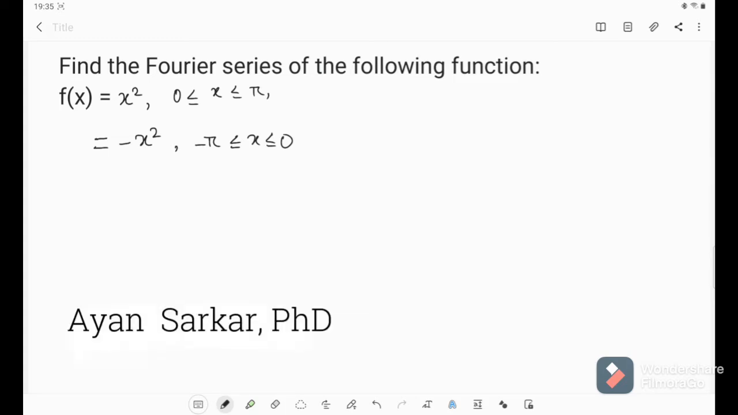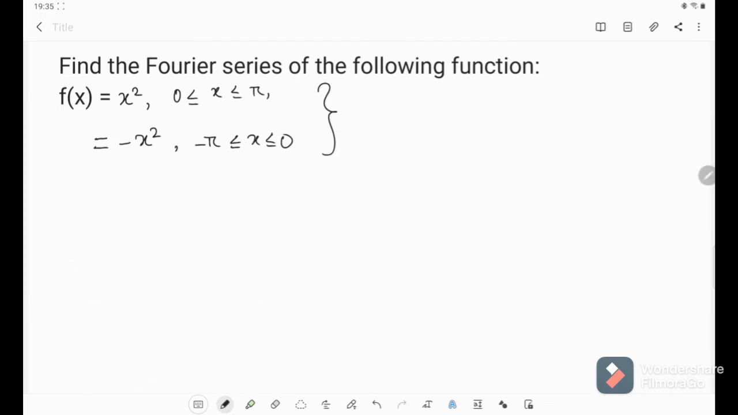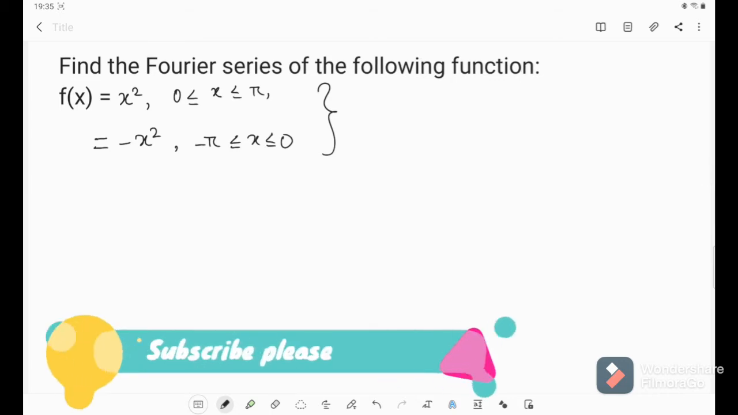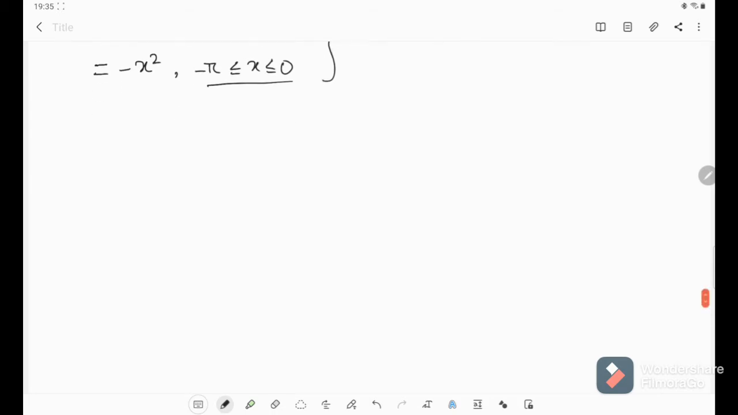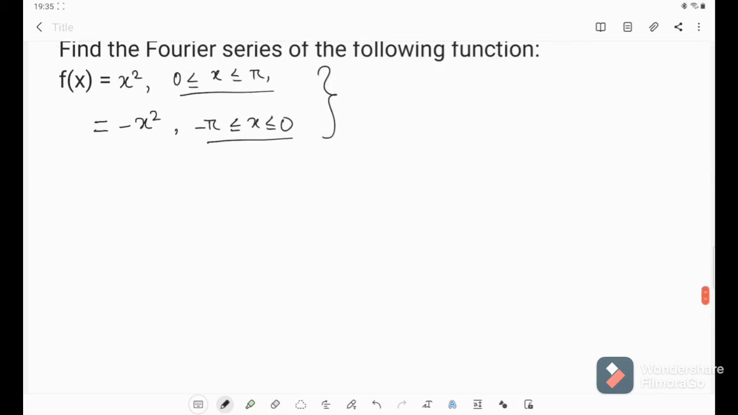Today I shall find the Fourier series of this function. You can see that the function has some discontinuity. It is x square in the range of 0 to pi, and in the range of minus pi to 0 it is minus x square. So I shall obtain the Fourier series of the function.